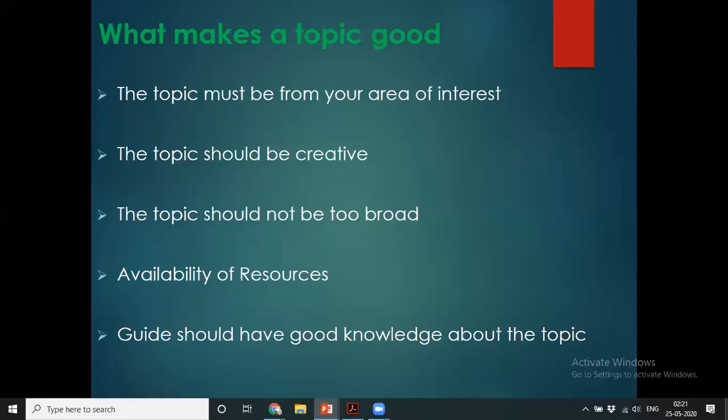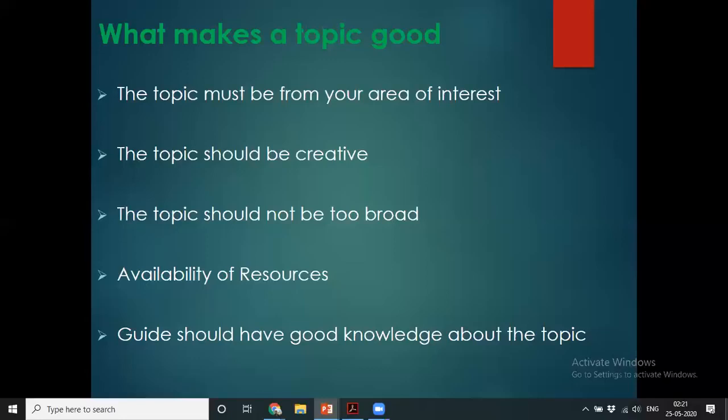Then availability of resources is very, very vital, because those people are doing experimental kinds of work. For them, it is very vital. Why I'm telling this is, if you compare theoretical work and experimental work, experimental work will be easy once you have that setup. If you are not having the setup, if you are not having that infrastructure in the institution where you are working, it will be very tough for you to carry out your research work.